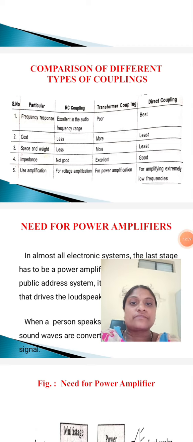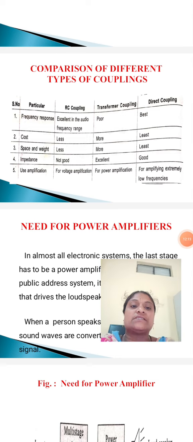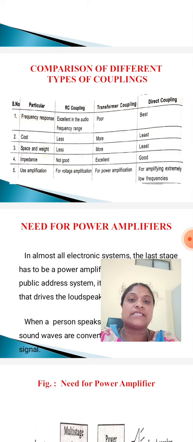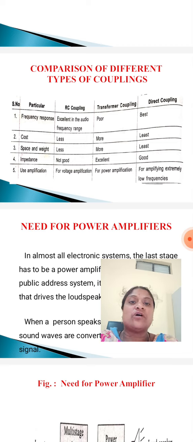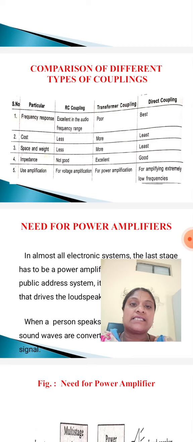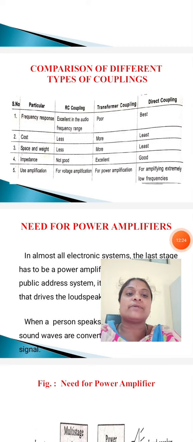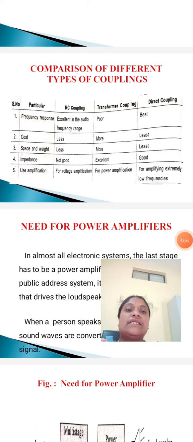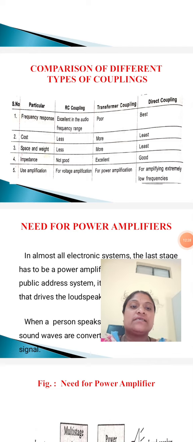Next particular is impedance. Impedance is not good for RC coupling. Impedance is excellent in transformer coupling. Impedance is good in direct coupling.